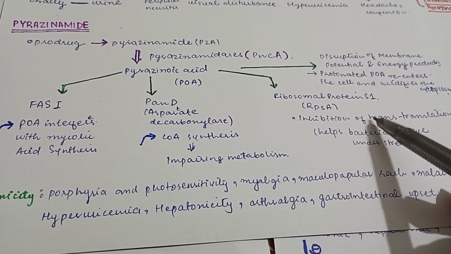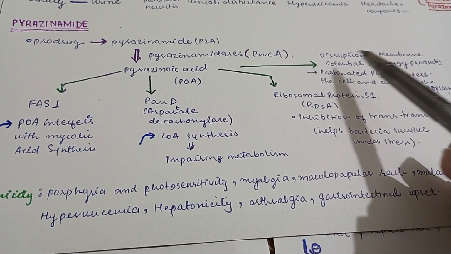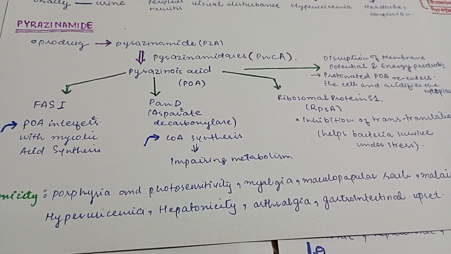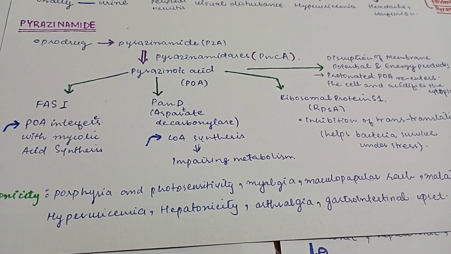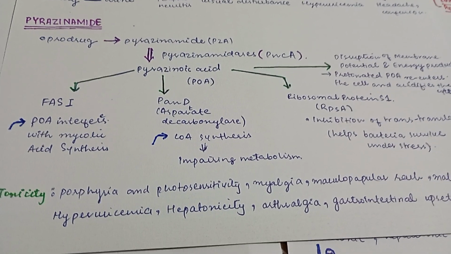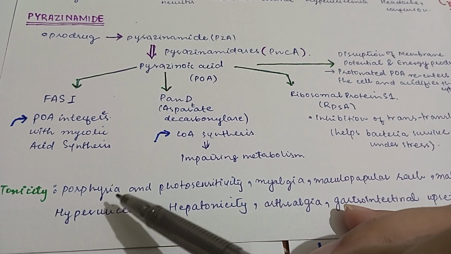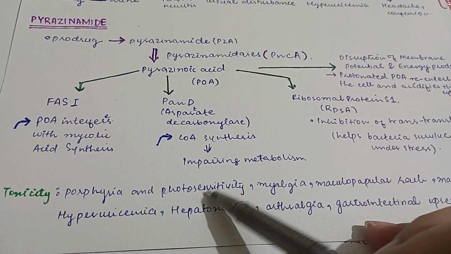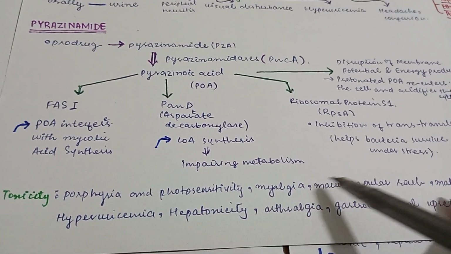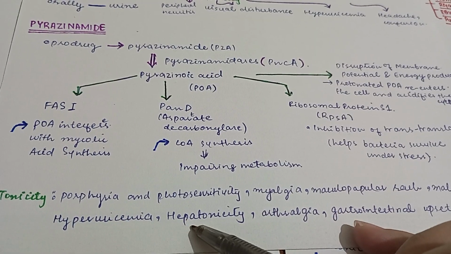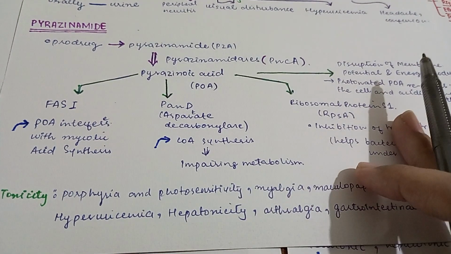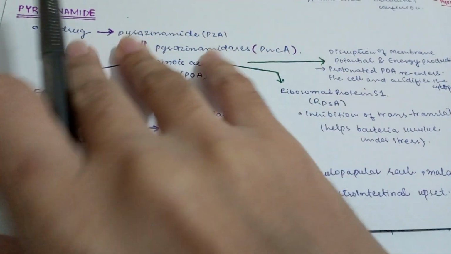We have the inhibition of translation, and protonated POA re-enters the cell and acidifies the cytoplasm, and these are the effects. So we have toxicity, that is PP: porphyria, photosensitivity; triple M: myalgia, maculopapular rash, and malaise; hyperuricemia, hepatotoxicity, arthralgia, and gastrointestinal upset. So that's all about the first line agents.